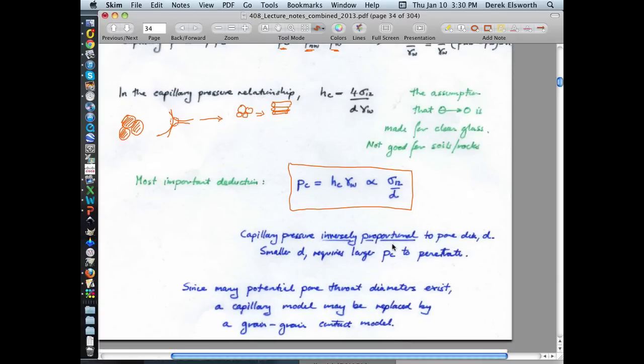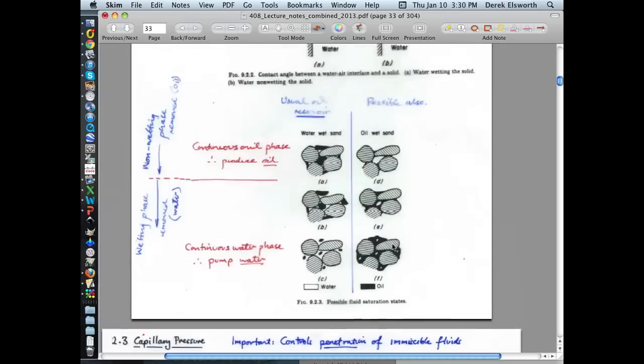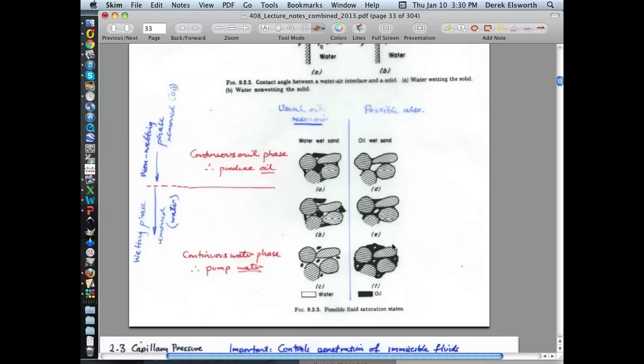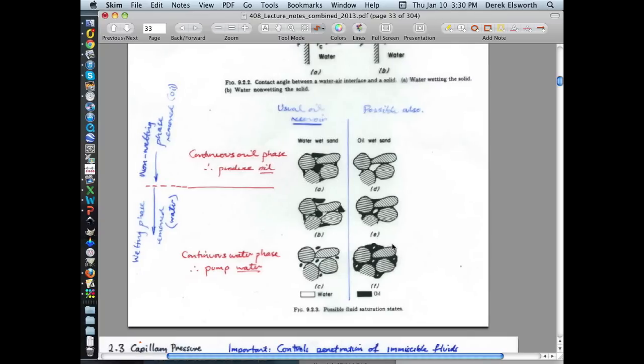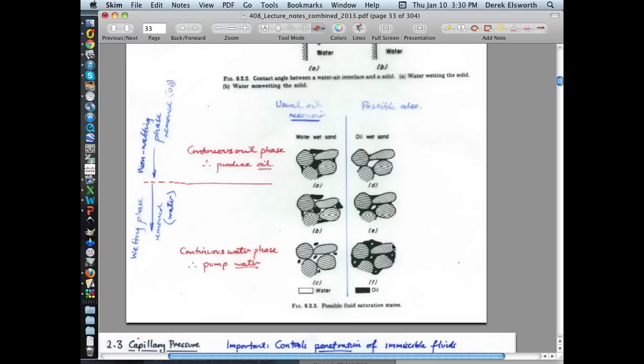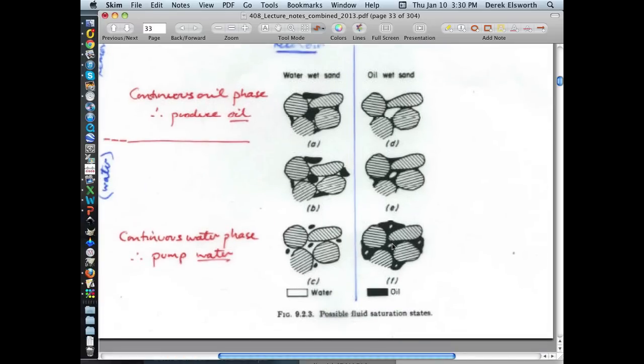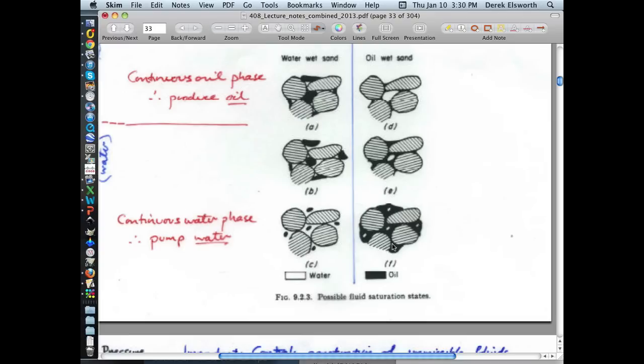So, interest in using that. Well, let's look at an application of that rather than talking about this kind of esoteric stuff. How might we want to use that? Well, we can use it to look at how saturations change in a porous medium. This is moving back from the capillary model to seeing how we might apply it.